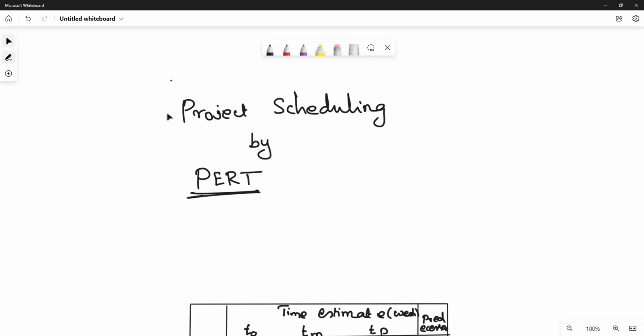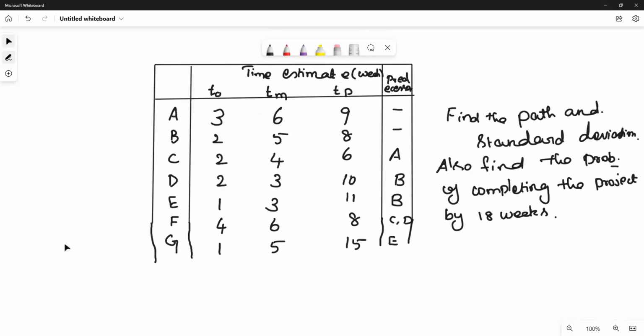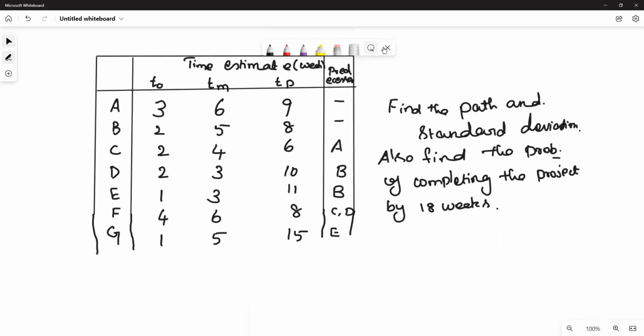Greetings students. Today we are going to see project scheduling using the method of PERT. So, how to find the critical path and mean project duration using the method of PERT. Let us see this method by taking one question.